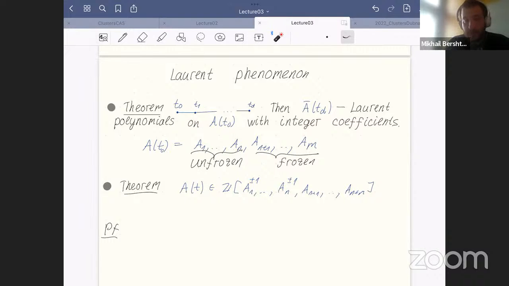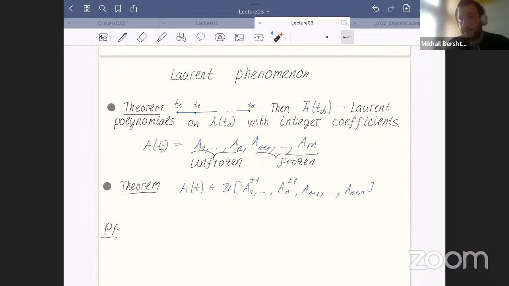We can mutate in any vertex, and so these edges are labeled by the vertex in which we mutate. And the theorem, due to Fomin-Zelevinsky, which we proved last time, states the following: if you take any sequence of mutations, say d mutations, then the variables that we obtain after the sequence of mutations are Laurent polynomials, actually with integer coefficients, in the variables which we have in the initial seed. This is the Laurent phenomenon.